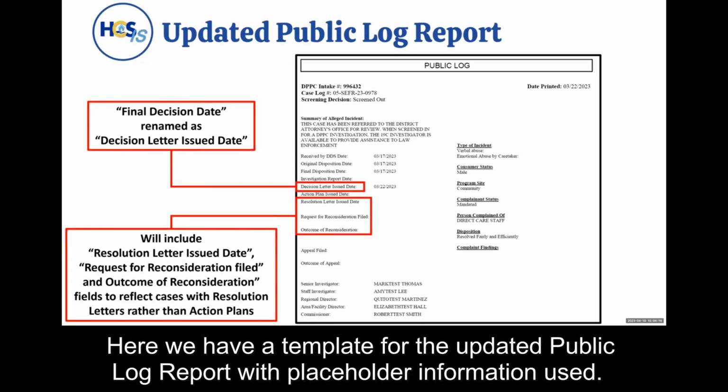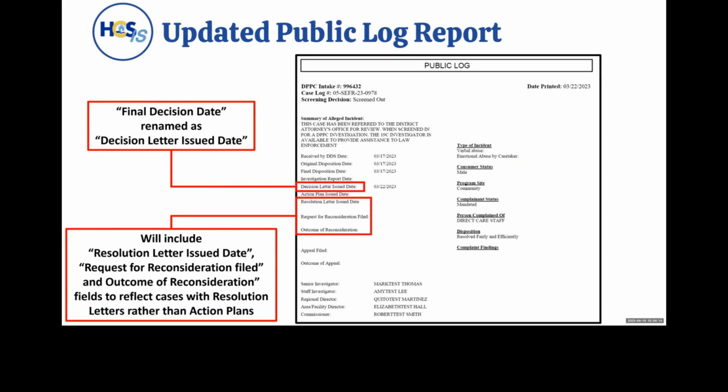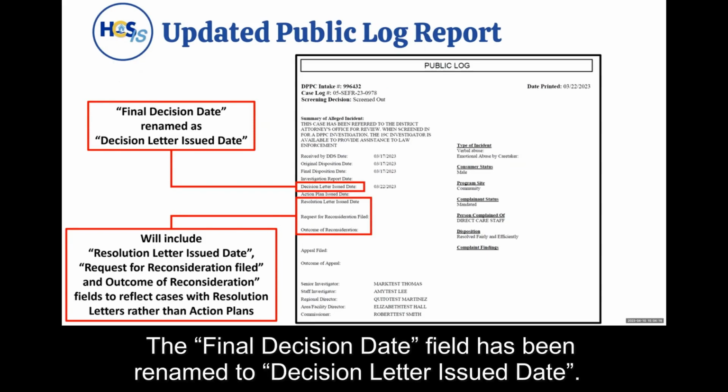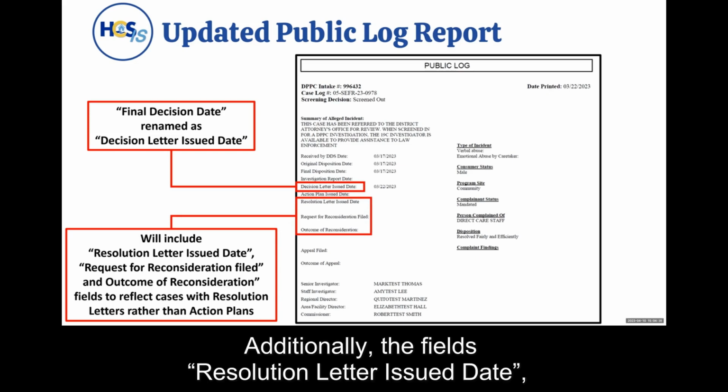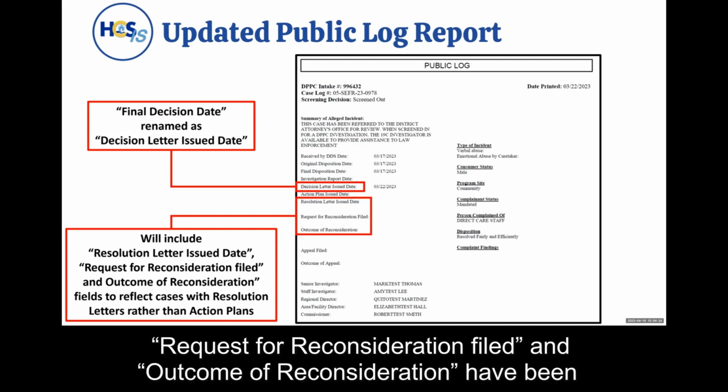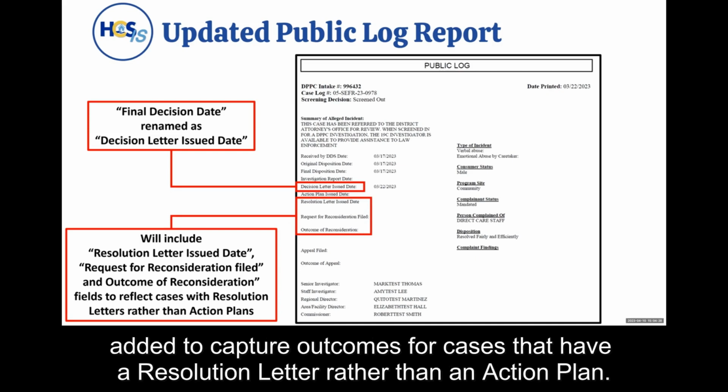Here we have a template for the updated public log report with placeholder information used. The final decision date field has been renamed to decision letter issued date. Additionally, the fields resolution letter issued date, request for reconsideration filed, and outcome of reconsideration have been added to capture outcomes for cases that have a resolution letter rather than an action plan.